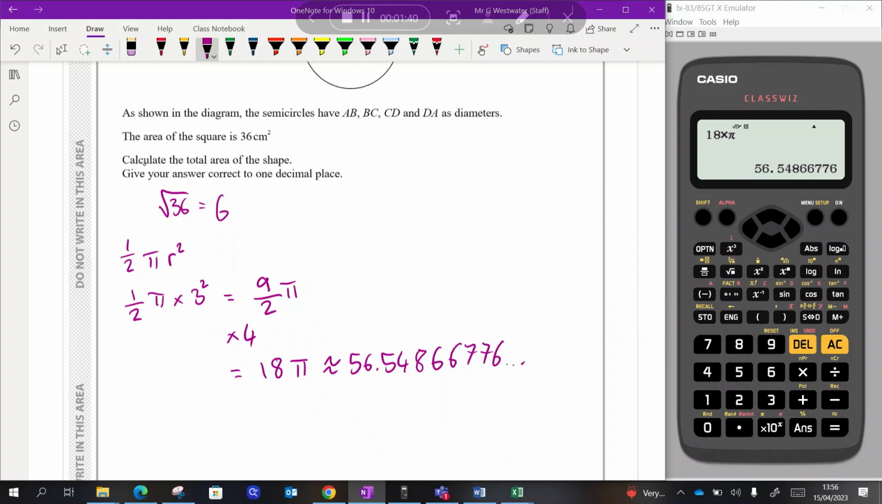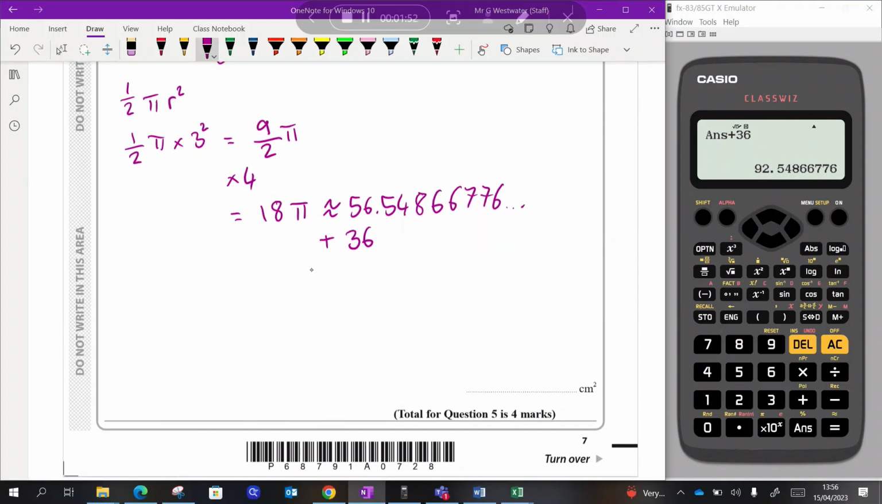But then if we were looking at the total area of the whole shape, we need to add on our area in the middle. So add 36. Give your answer correct to 1 dp. This is going to be 92.548667776, or to 1 dp, 92.5. Okay, I always like to give a few more decimals before I give my final answer.